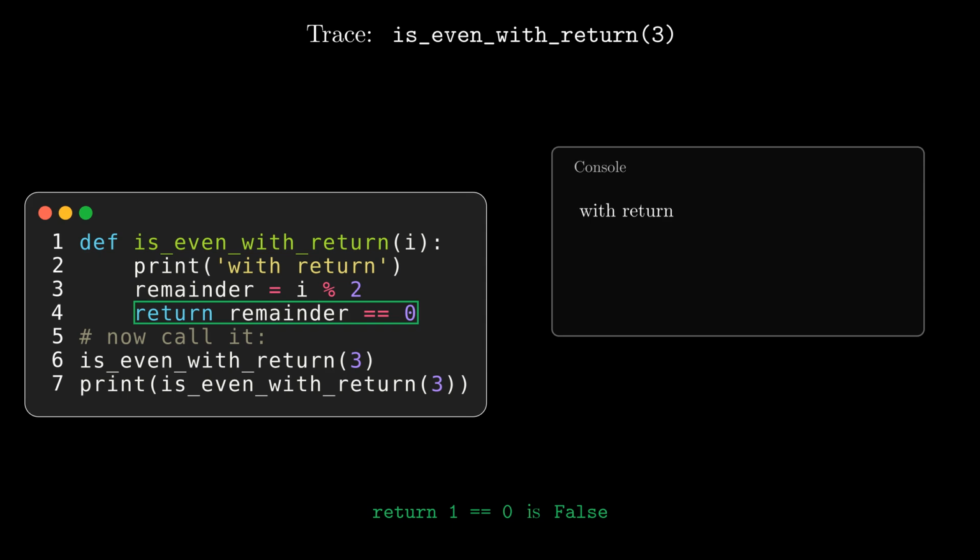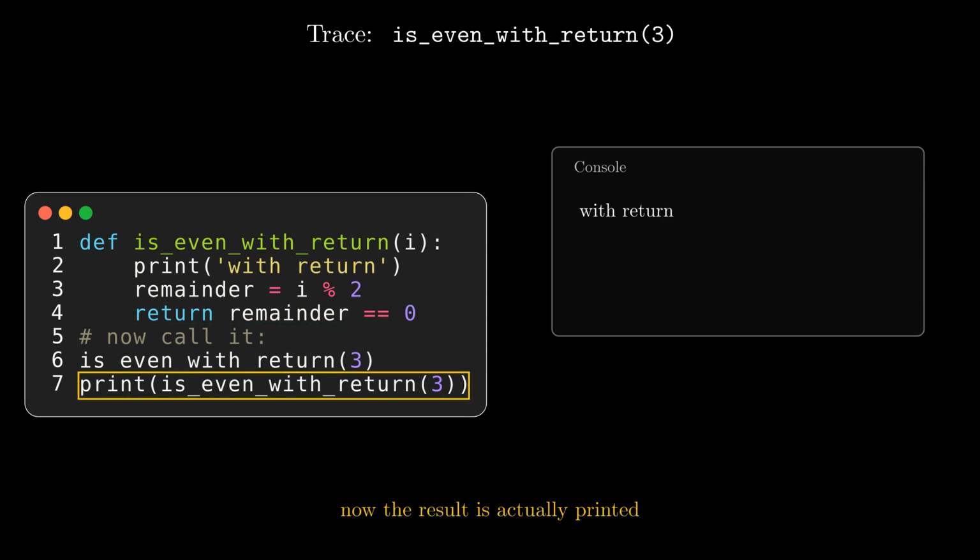To actually see a result, we wrap the call in print. Now print of isEven with return of 3 runs the same body, gets False, and the line becomes print of False. The console shows "with return", and then False.